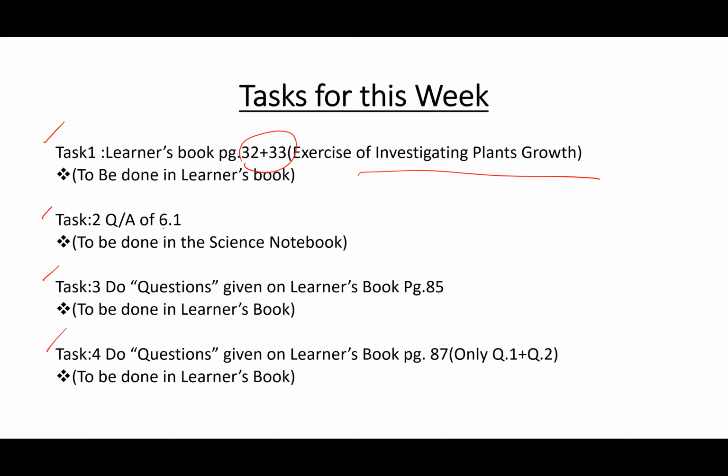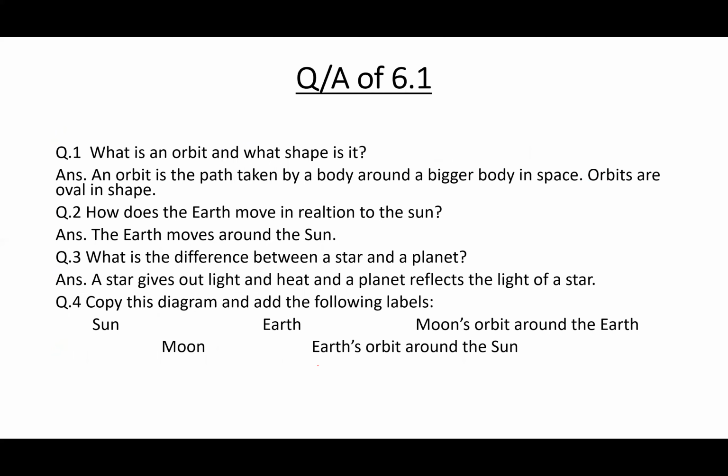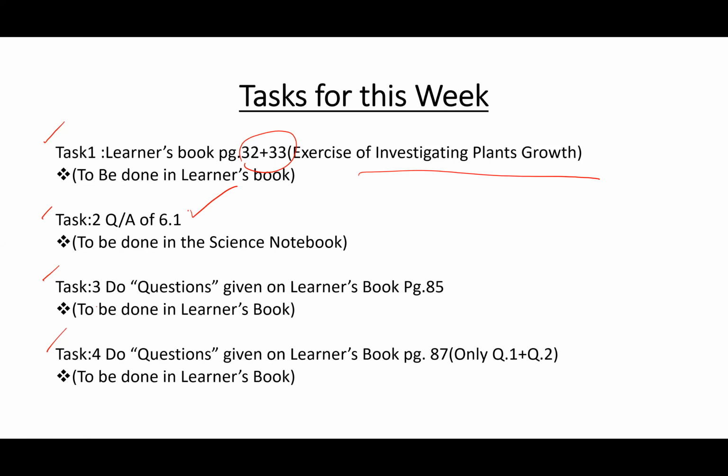Next is the question answers of 6.1, which I've made a slide of, and I'll explain it to you. And then task 3 is the questions given on learner's book, page 85. These are very simple kind of questions you're gonna go through, and you're gonna do it again in the learner's book. The last task for this week is the questions given on learner's book, page 87. It's only question number 1 and question number 2 you're gonna do, not question number 3. And this is again to be done in the learner's book.